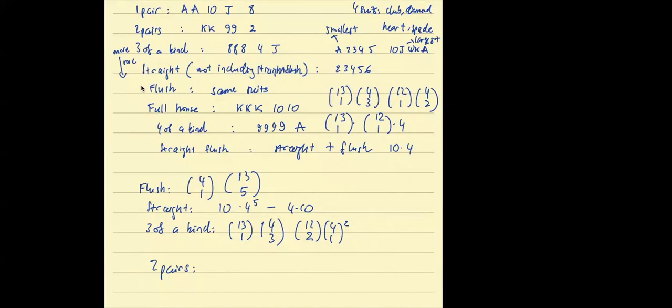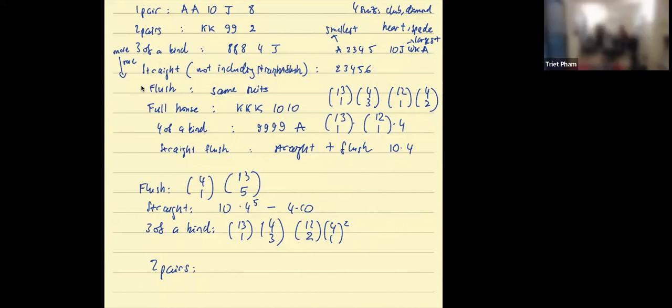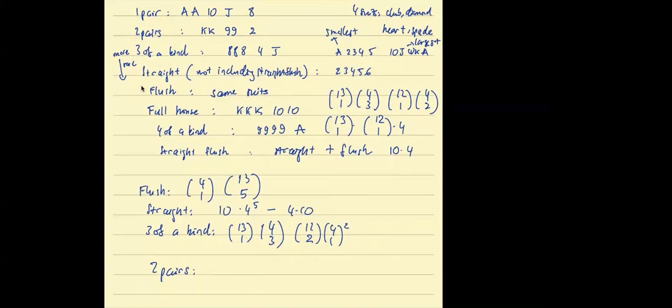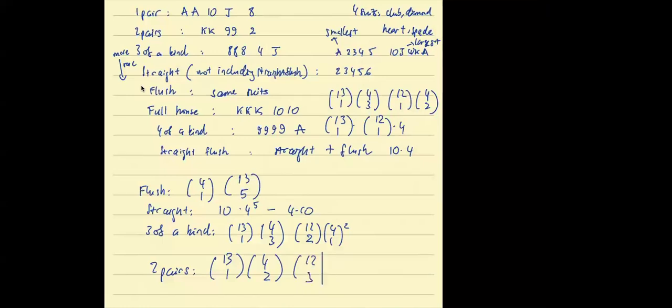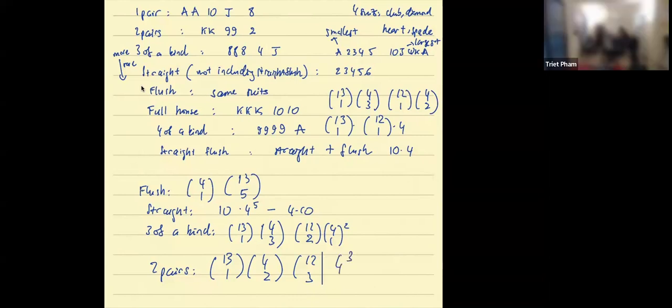Will it be 13 choose 1 times 4 choose 2 times 12 choose 3 times 4 cubed? 12 choose 3. Is that 1 pair or 2 pairs we're talking about? 2 pair. Okay, so say again, 13 choose 1 times 4 choose 2. Okay, and then 12 choose 3, you said? Yeah, times 4 cubed. So 4 choose 1, yeah.